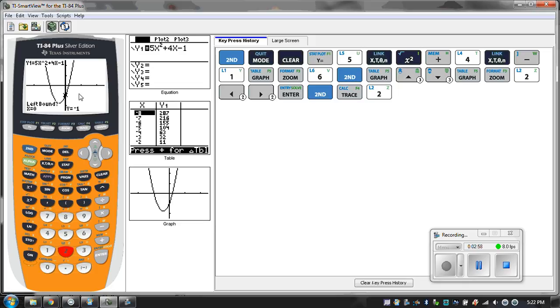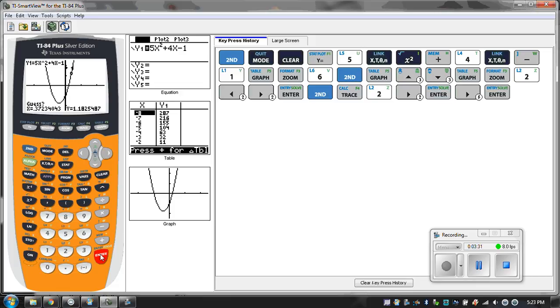Left bound, so I have to cross this line right here. I have to cross the x-axis. So left bound just means I need to be on the left side of this x-intercept. And my little blinker's on the left side. Right bound is the next question, which means I need to move my cursor so it's just a little bit to the right of the x-intercept. So I'm going to put it somewhere above there. So now I'm to the right and I press enter.